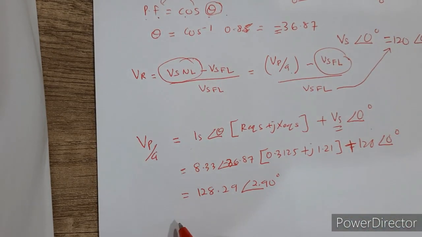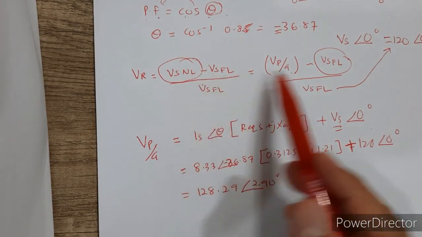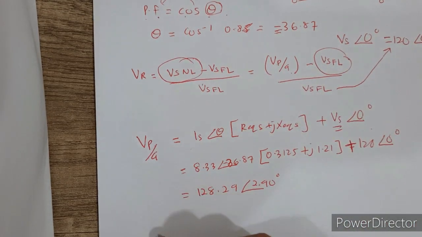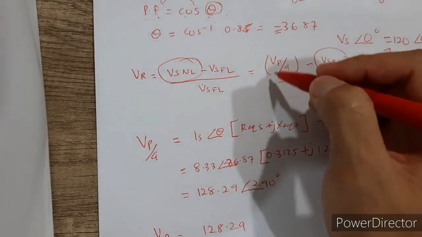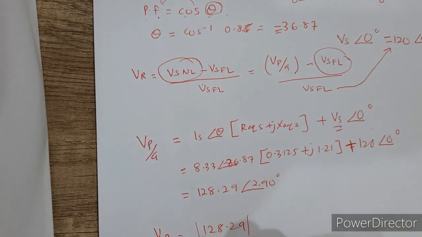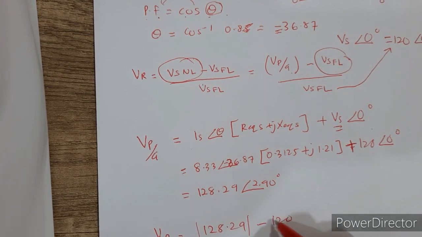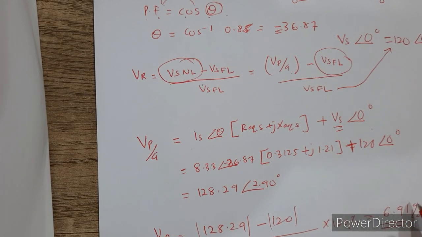So we can determine VR by using this formula, the same formula. VR equals, you just take the magnitude, 128.29 minus 120, over 120, multiplied by 100%. So the answer should be 6.91%. This is considered a good voltage regulation because it is near 0%, just around 6.91%.